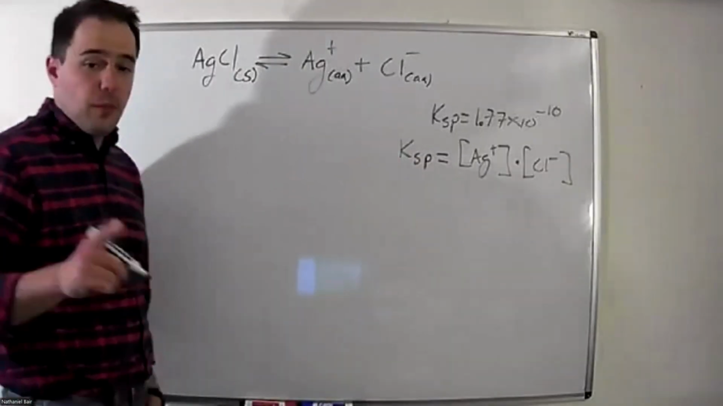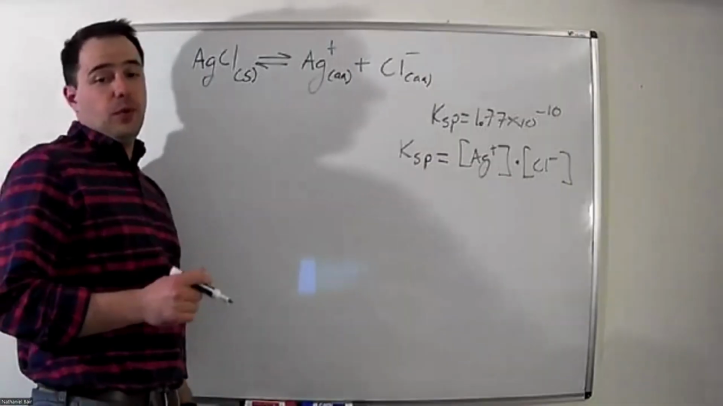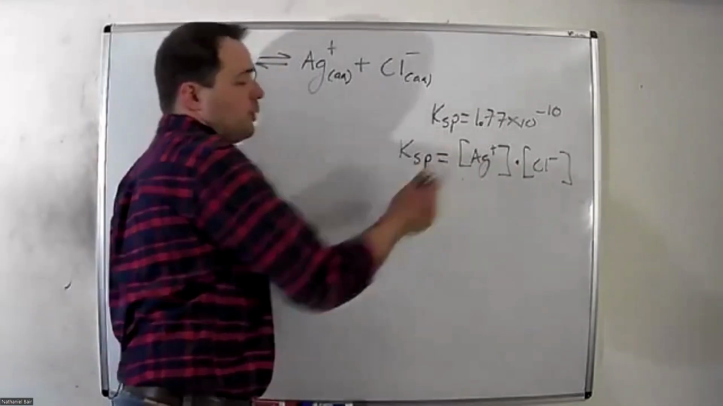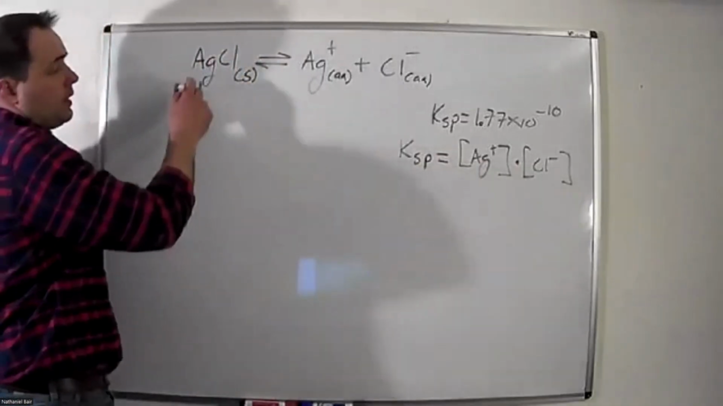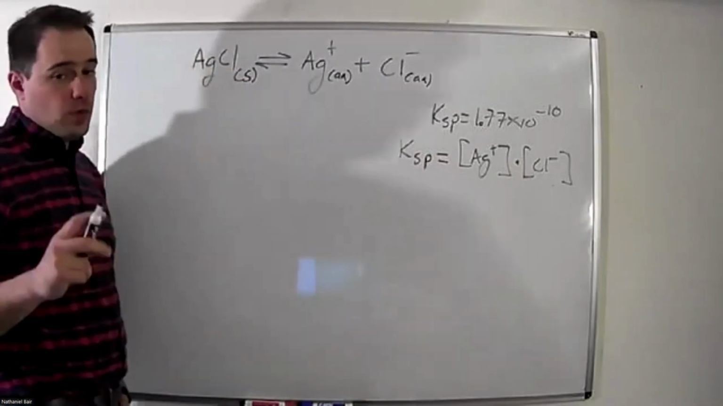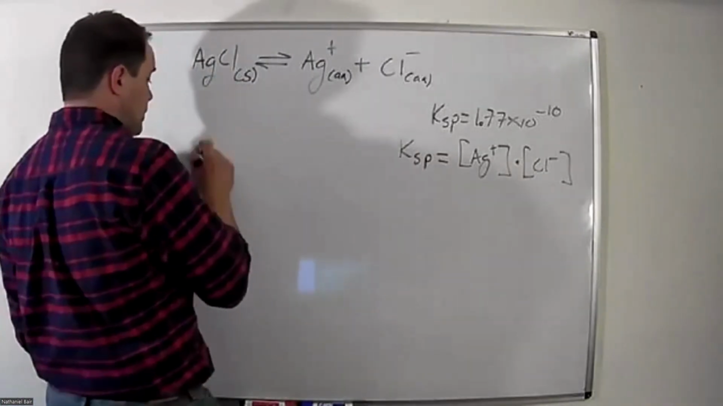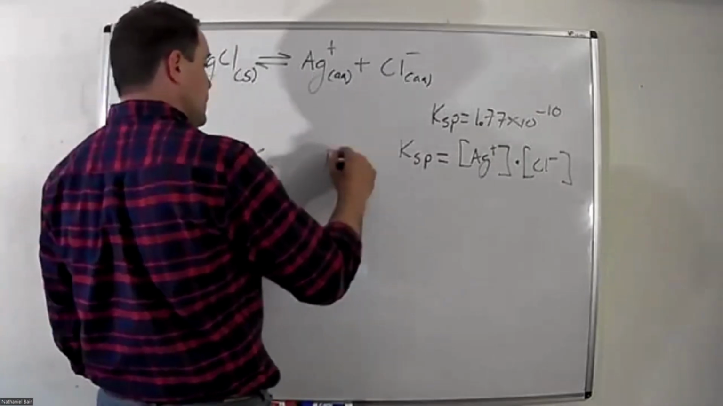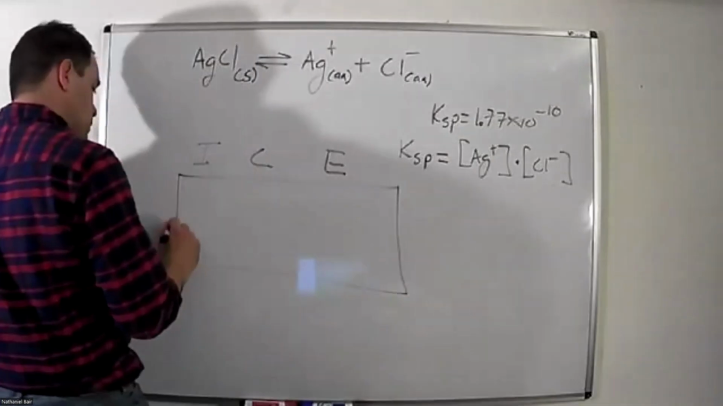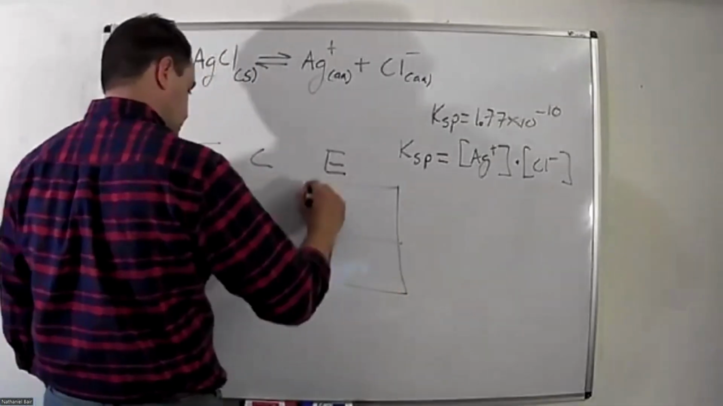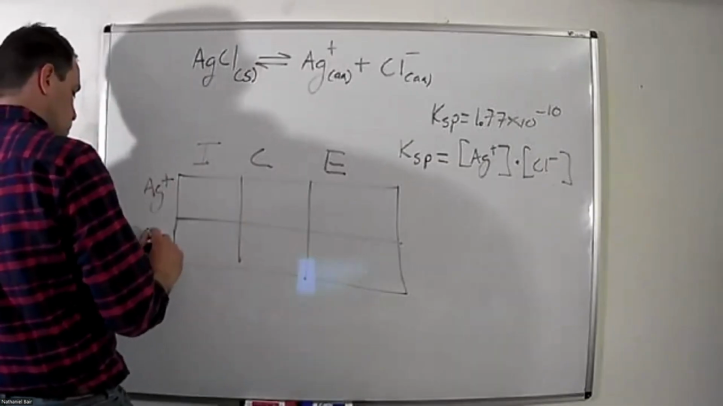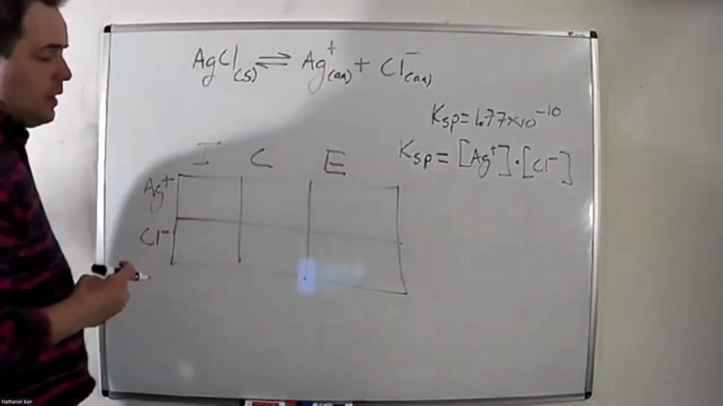Now we're going to make our ice table, but here's the key. Your ice table only has a row for the things that are in the mass action expression. So what does that mean? You are not going to have 3 rows. The solid does not go into the ice table. So you're only going to have 2 rows in this ice table. So I, C, E. We're going to make a table with 2 rows. We're going to have a silver cation and a chloride anion, and there's our ice table.